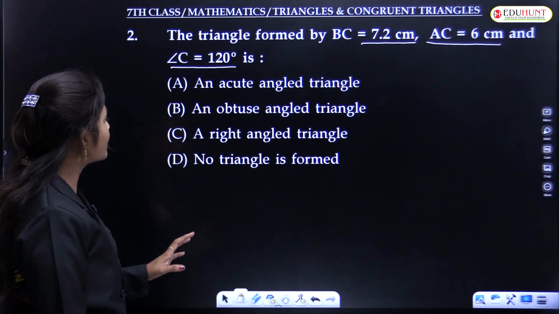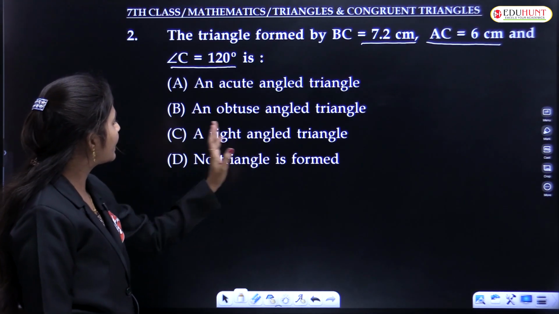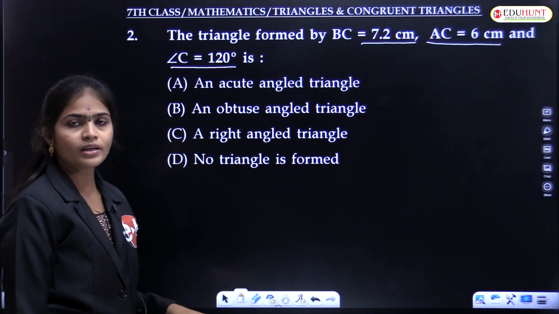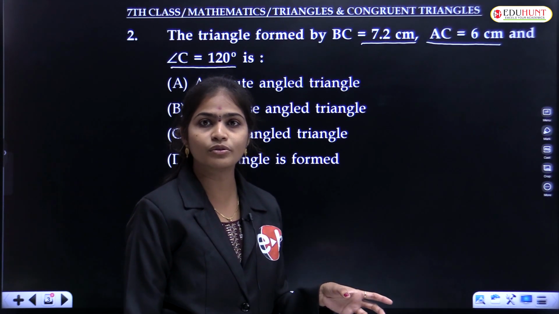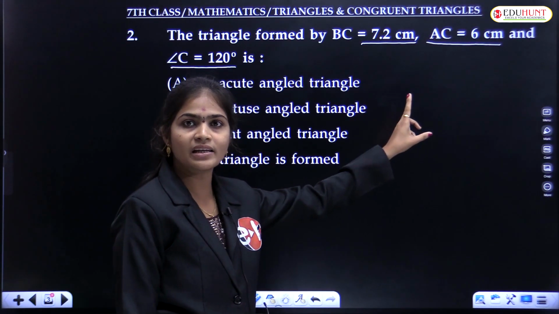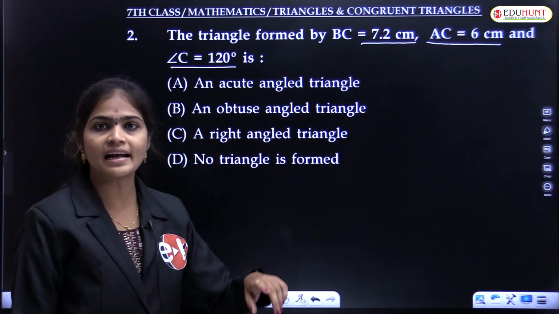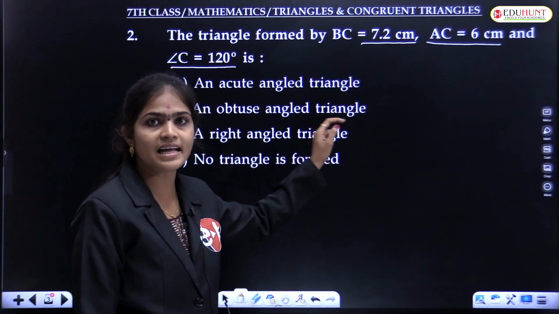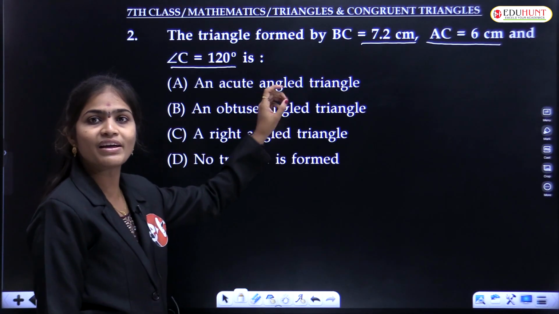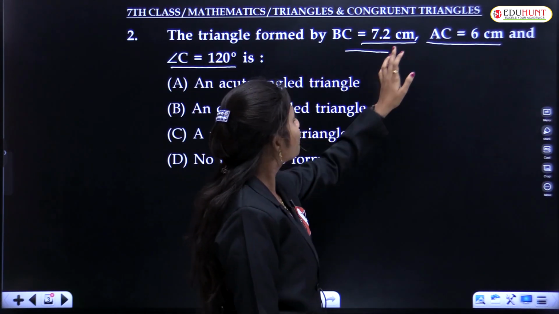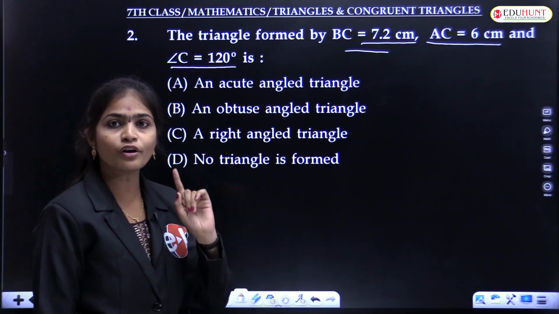Just see the options: an acute angle triangle, an obtuse angle triangle, a right angle triangle, no triangle is formed. To check whether a triangle will be formed or not, we have to know the three sides, but here only two sides are given. So we can't use the first condition, that the sum of the two sides must be greater than the third side, because the third side is not given. So no need to check that. Directly observe the given measurements: BC equals 7.2, AC equals 6 centimeters, and one of the angles is given.